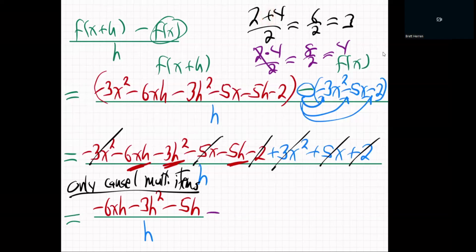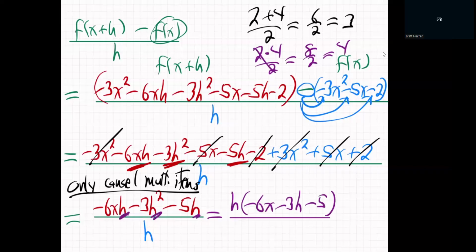Okay, well, we don't have any. Well, here's what you do, is you factor the h out of the top. You see. Factor the h. See how they all have an h? Factor it out, then it'll be multiplied. Minus 6x minus 3h minus 5. See how that's right?